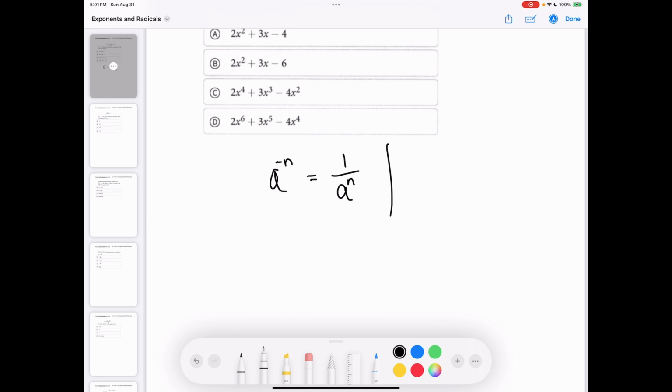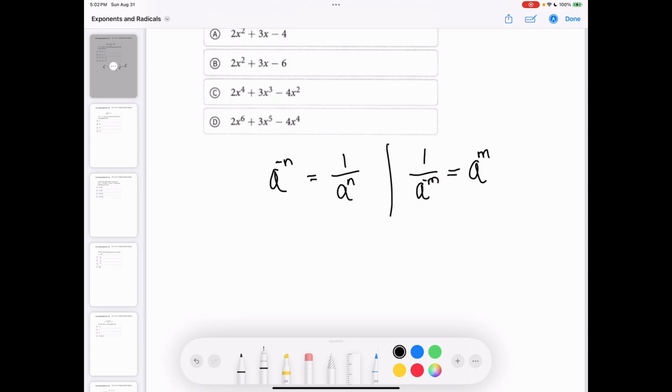Similarly, let's say I started out with 1 over a to the negative m. I can rewrite this by just, again, taking the reciprocal, which in this case would be a, and I'm going to change the exponent from negative to positive. So this is just a to the m.